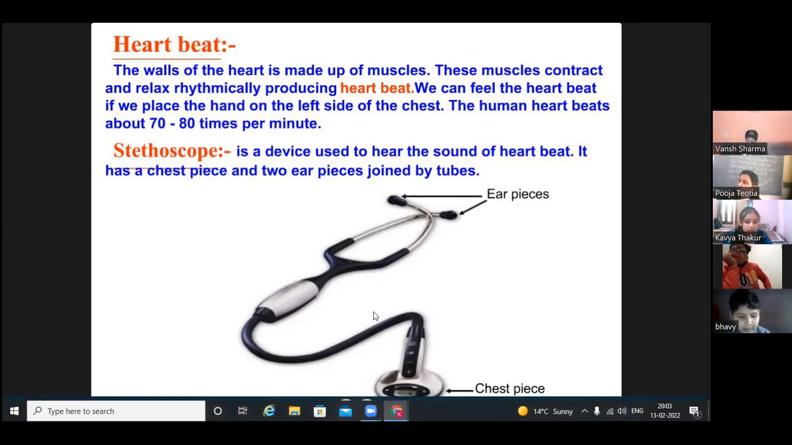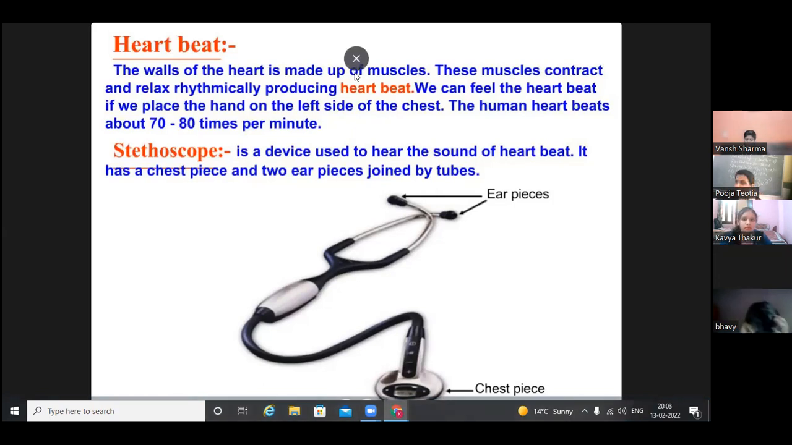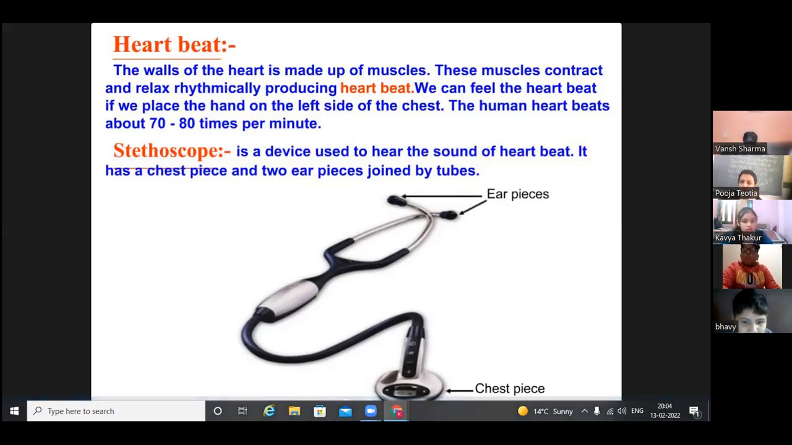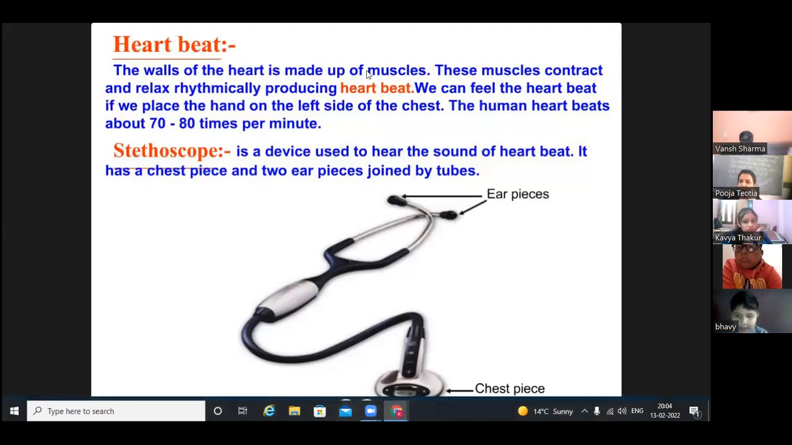Can you hear your heartbeat by keeping your hand on the heart? You can feel your heartbeat. And even doctors, have you seen that doctors use an instrument? Stethoscope. So with the help of a stethoscope, what do they hear? The amplified heartbeat. Amplified sound means they hear the sound on a large scale. The amplitude is higher because they have to check whatever the disease is there. So for that purpose, the stethoscope is used by the doctors. Name the different parts of a stethoscope.